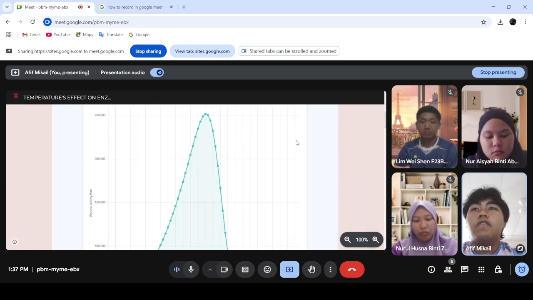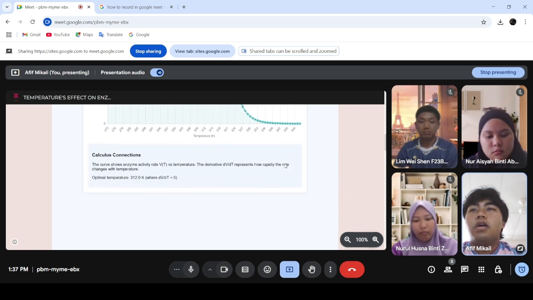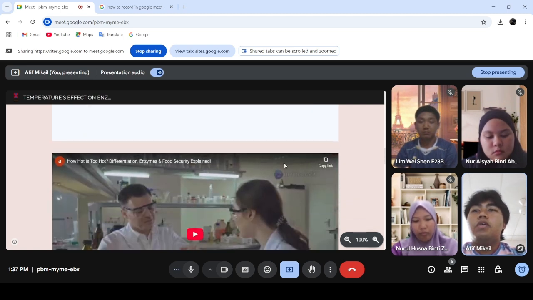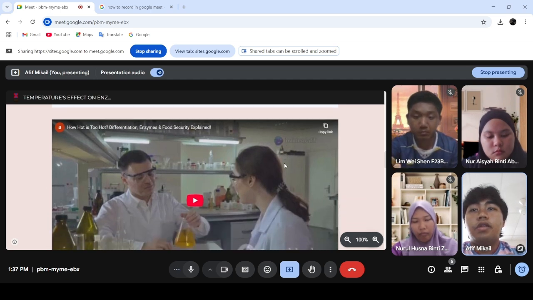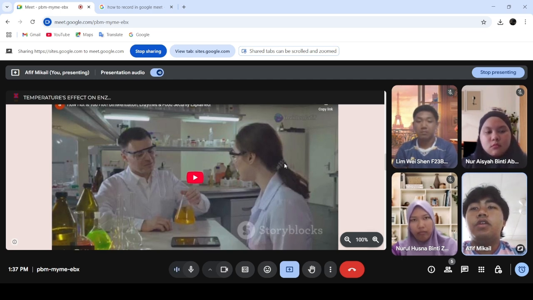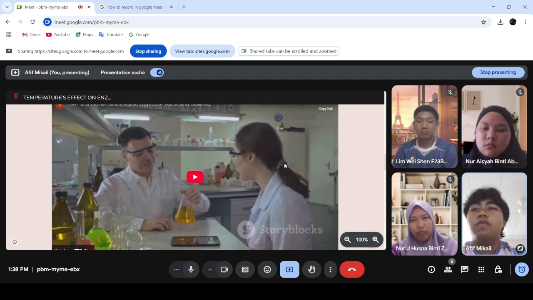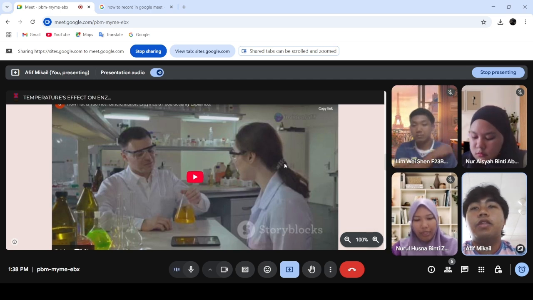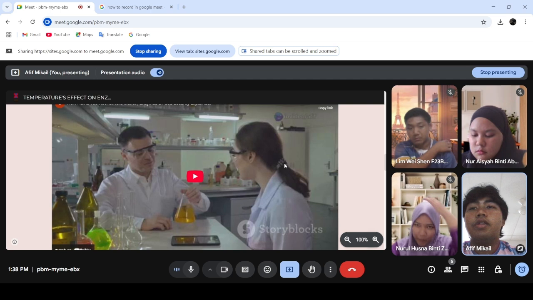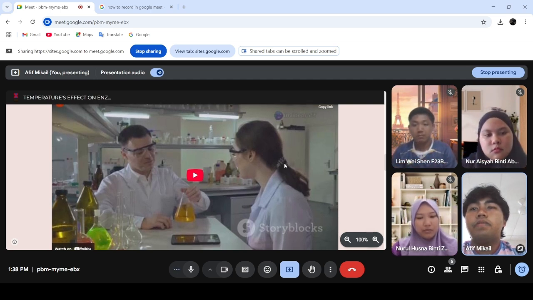Now, let's move on to the video. The video shows the materials, steps, and actual reactions taking place at different temperatures. This video is unique because it adds realism and shows that the experiment wasn't just theoretical, but was actually done step by step. It helps viewers connect the science to something practical and observable.